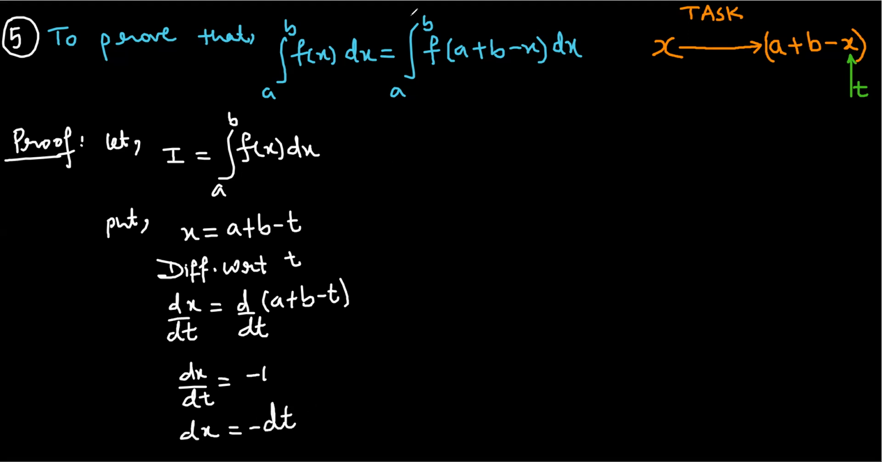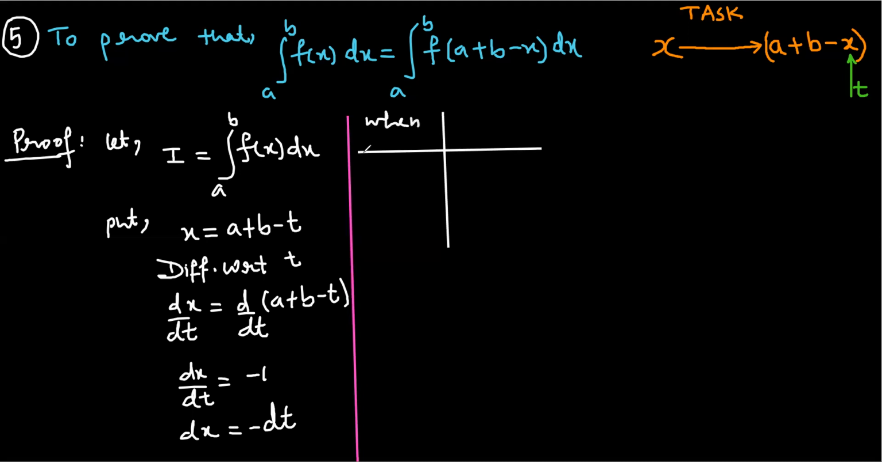Now before I write the new integral in t, I shall have to change the limit. Why is changing the limit important? Because you now have a new variable, that is t. So here I will begin with it. I will write, when x is equal to a, it is from a to b.